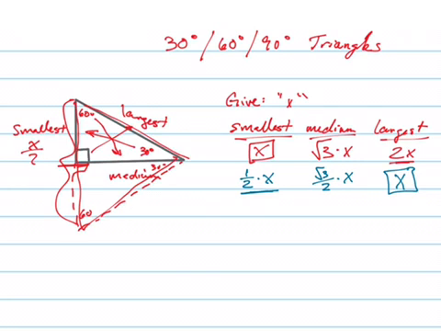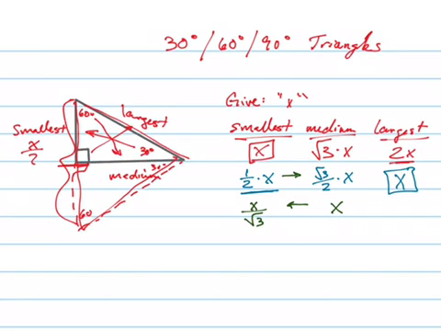Okay? And if they give you the medium side, that's the trickiest one. If they give you the medium length side, the one across from the 60, then we have to go backward to get to the smallest side. Well, if I multiply by square root of 3 to get from there to there, what do I do to get from here to here? Instead of multiplying, I divide. So this is x divided by the square root of 3.